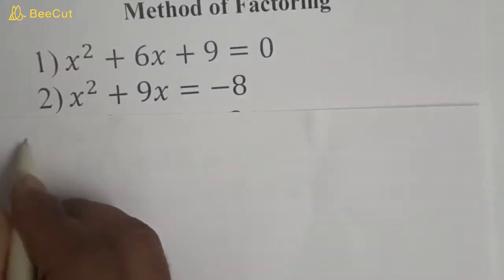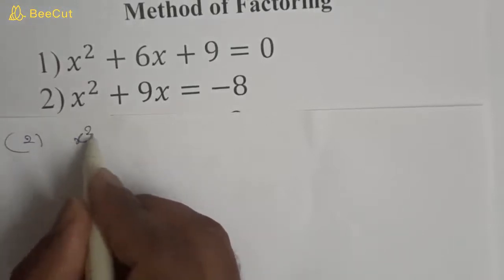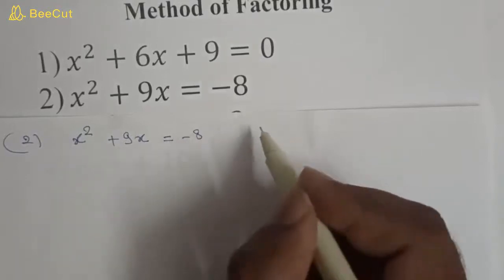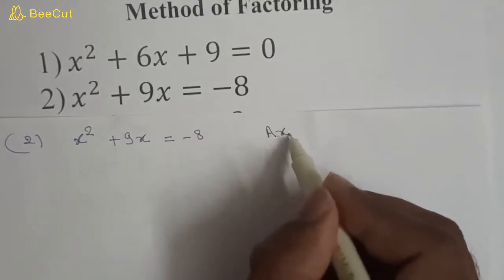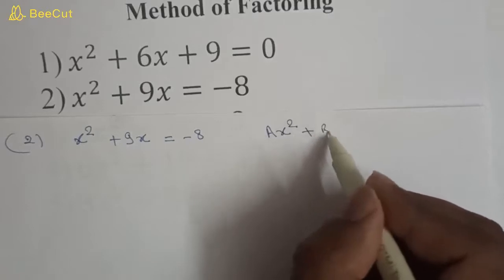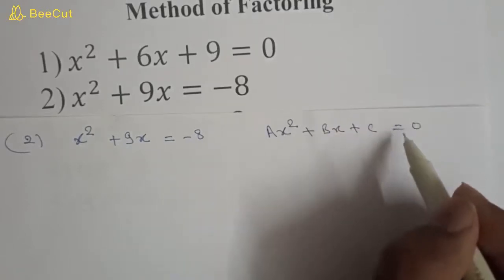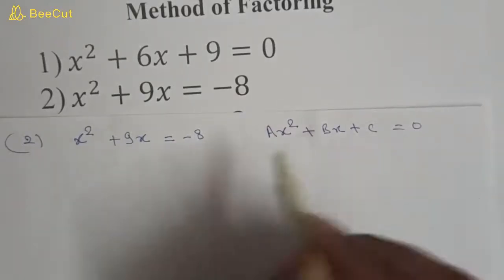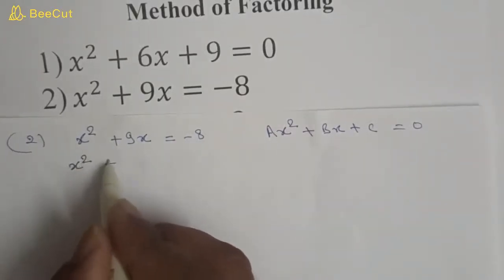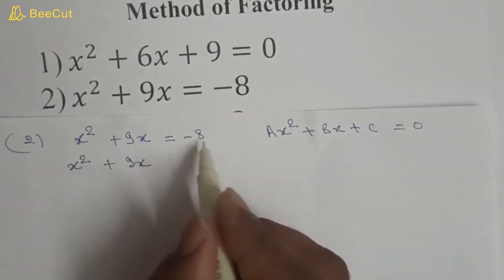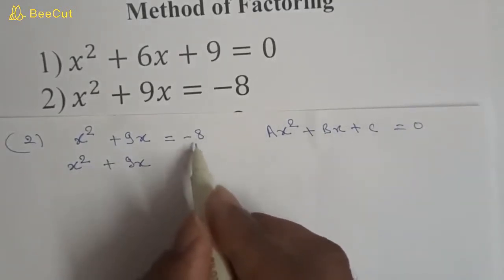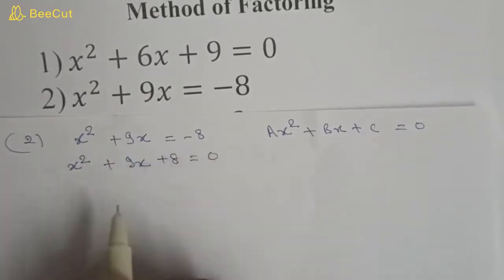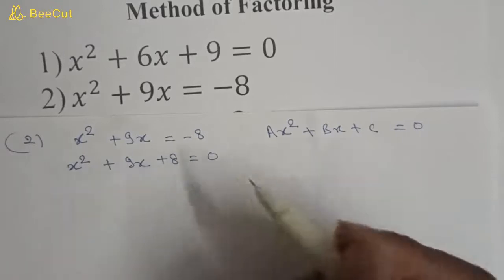The second problem is x square plus 9x is equal to minus 8. So first we will write the standard form of the quadratic equation, which is ax square plus bx plus c is equal to 0. We have to write this equation in this form. So we will write x square plus 9x, and on the right side it is 0, so minus 8 will come to this side and become plus 8, is equal to 0. Now this is in standard form.